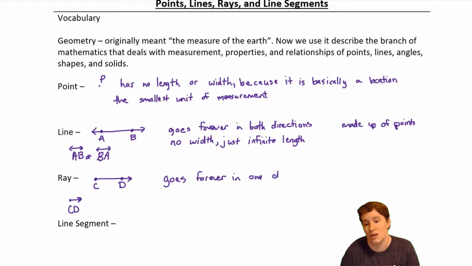It also has no width, just infinite length. It's also made up of points. And this is where we have this weird idea of infinity, because a line is infinite, but also a ray is infinite. But because a ray starts someplace and a line doesn't, the infinite that a line is automatically bigger than the infinite that a ray is. And if that doesn't make sense to you, then maybe just ignore it for now, because this is a big concept with infinity that will be really interesting later on, hopefully.